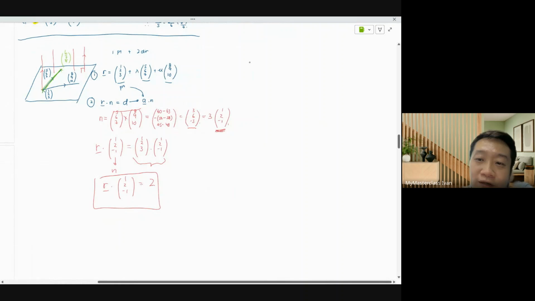And then when it comes to the third form, it comes from R dot n. R dot 1, 2, minus 1 equals 2.